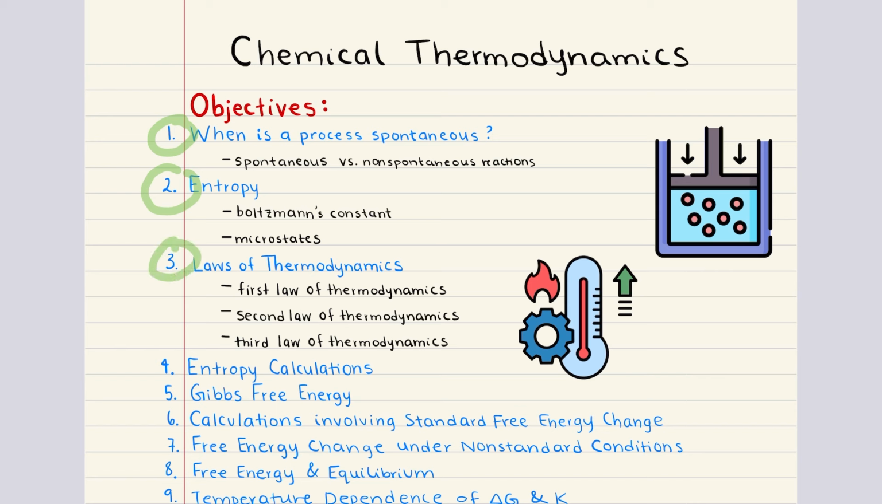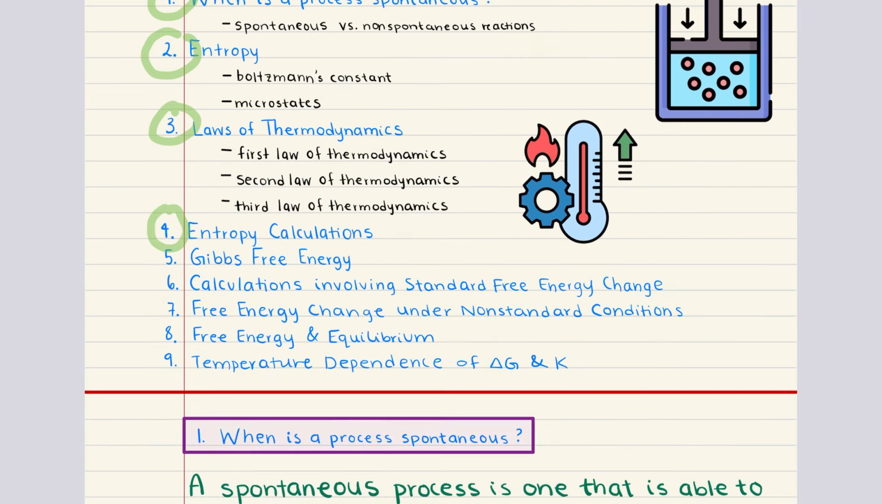In the third objective, we will cover the first, second, and third laws of thermodynamics. In the fourth objective, we will learn how to calculate entropy changes in reactions and also understand entropy's role in determining spontaneity. The fifth objective introduces Gibbs free energy. This is really crucial for predicting the spontaneity of reactions.